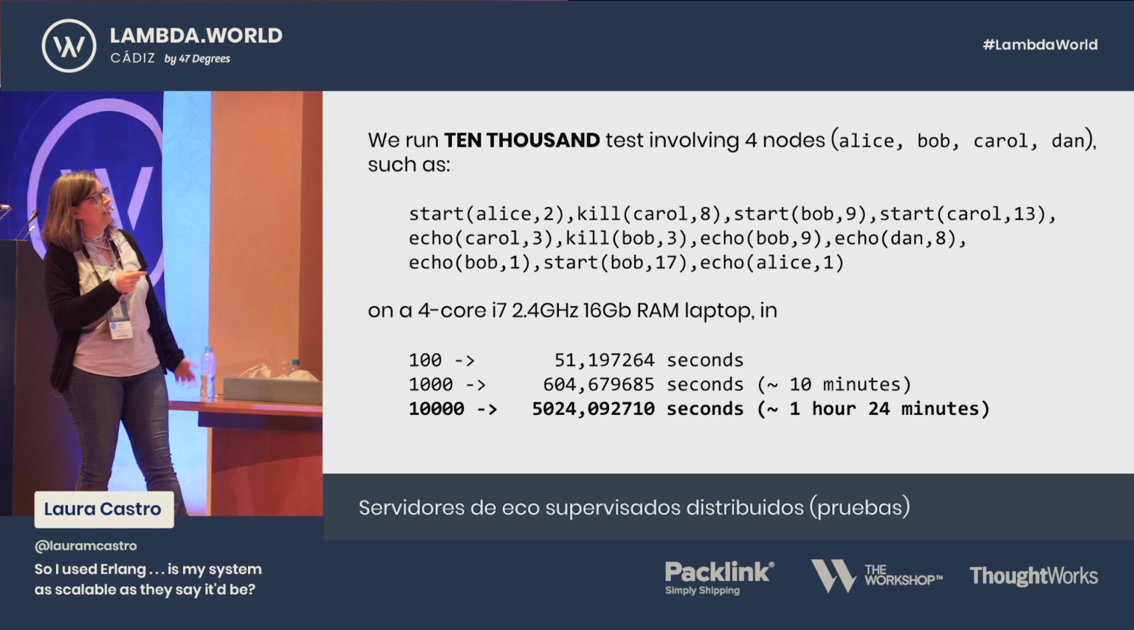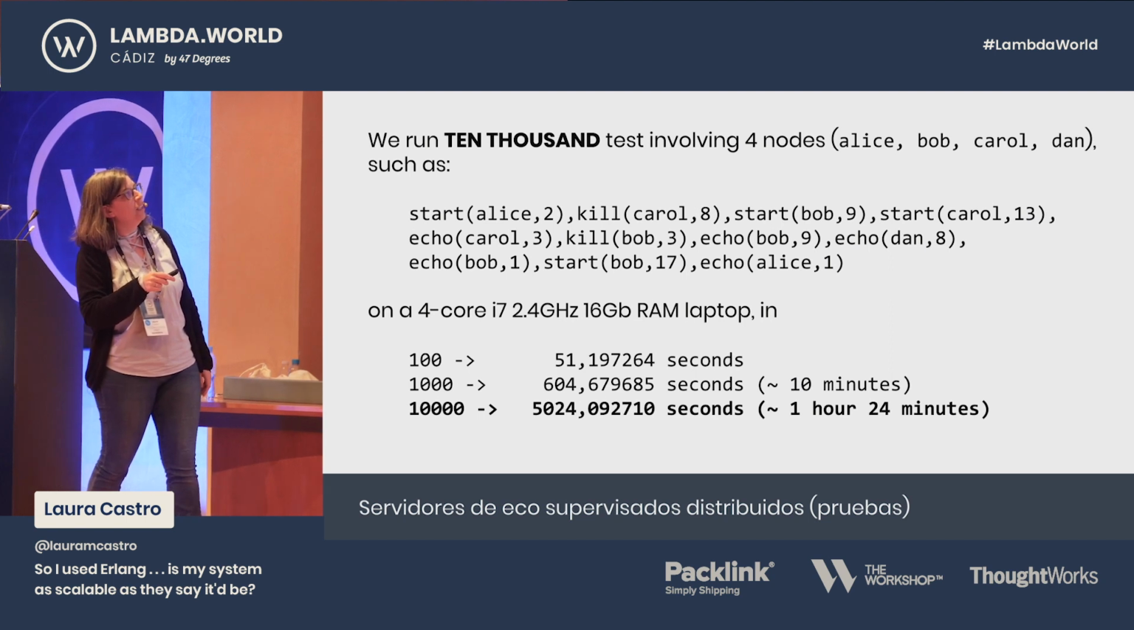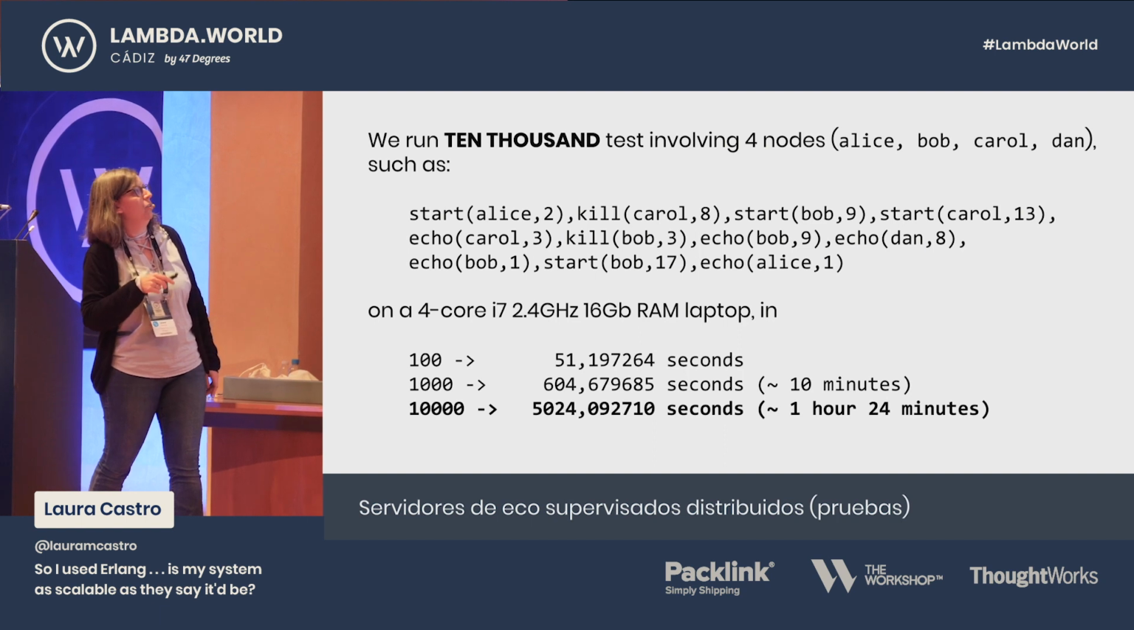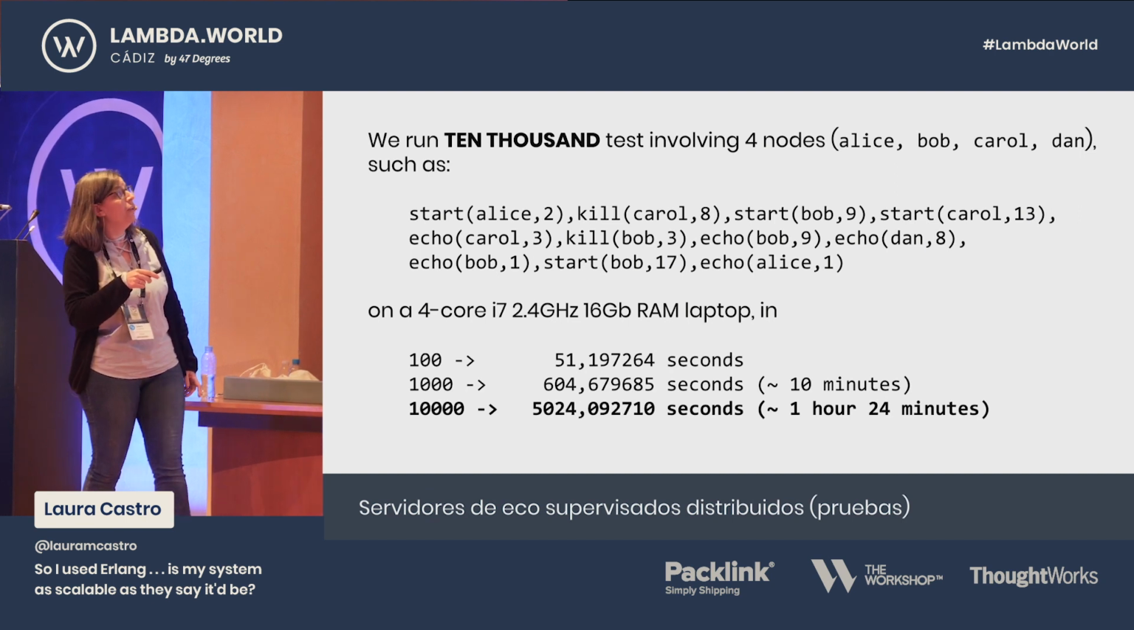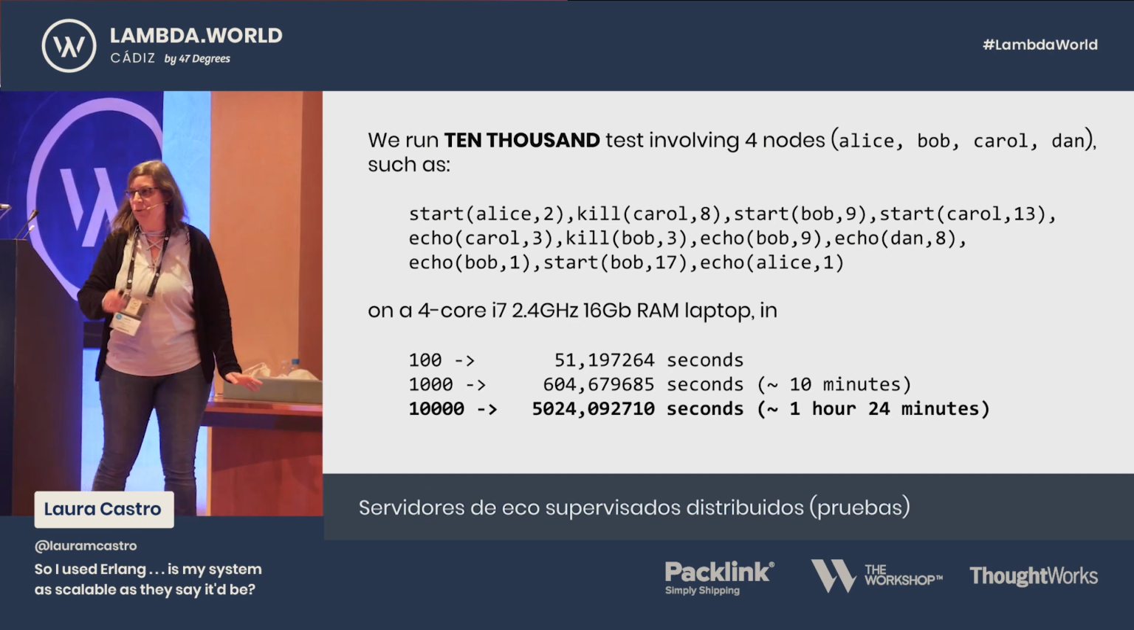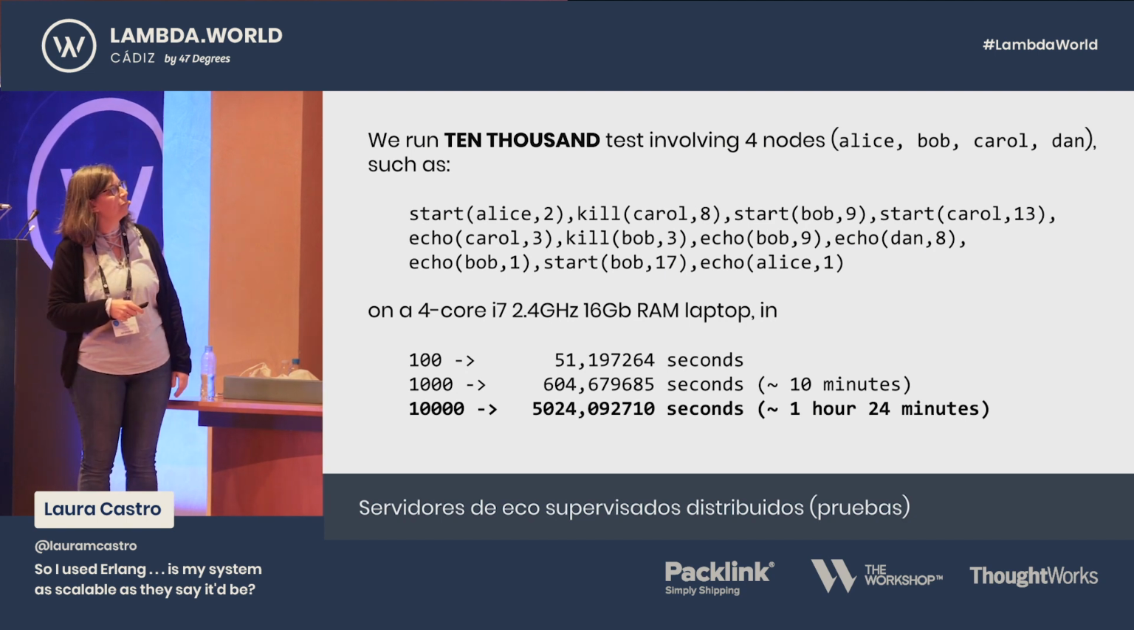Okay, it was not bad anyway. We start in Bob a supervisor with 9 echo servers. We start in Carol a supervisor with 13 echo servers. We send a message to the 3rd kid of Carol. We kill the 3rd child of Bob, blah, blah, blah. You see how this goes.